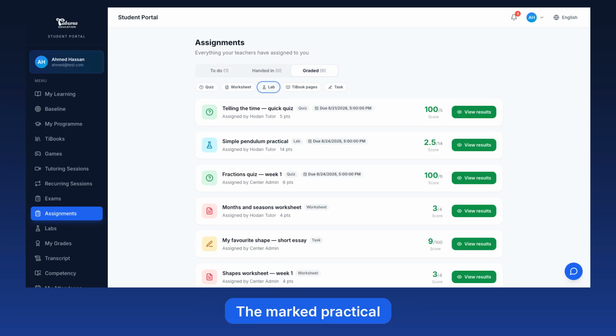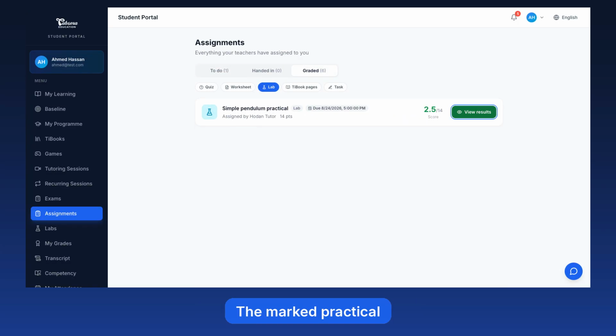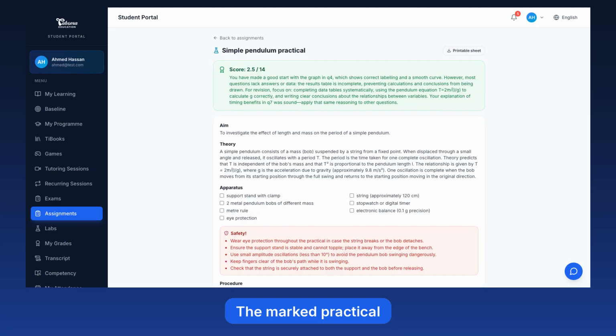And for Ahmed, the practical now reads like a marked script from the book, the confirmed score at the top, and a mark with a comment against every question, right where he answered it.